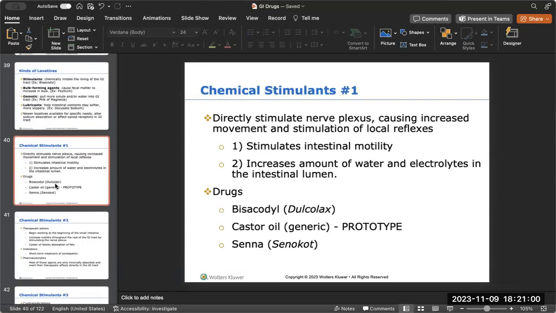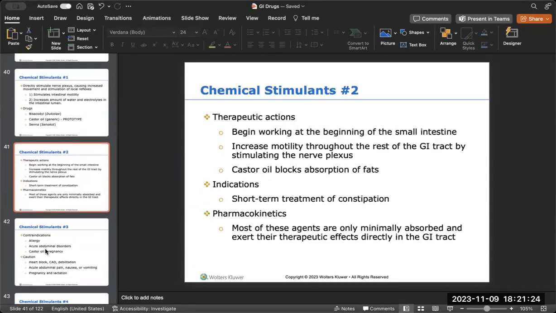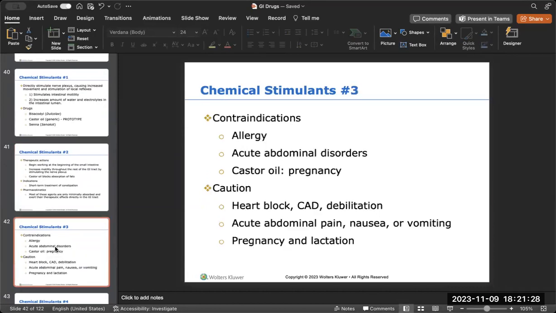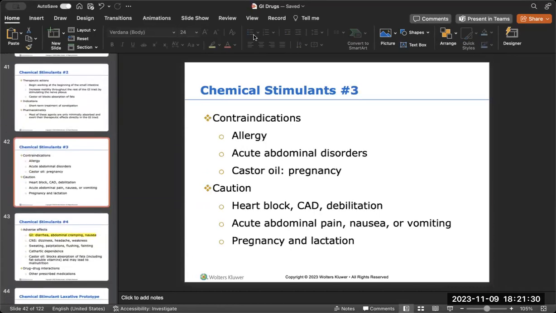So, as I said, we have chemical stimulants. What they do is stimulate the intestinal motility and increase the amount of water and electrolytes in the intestinal lumen, which helps you poop it out. So we have bisacodyl, castor oil, which is the prototype, and senna. Those are the examples of chemical stimulants. I would simply know which ones are chemical stimulants. They're all used for constipation, okay? So we don't need to go into why they're being used.